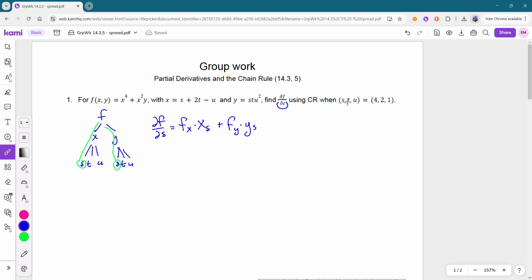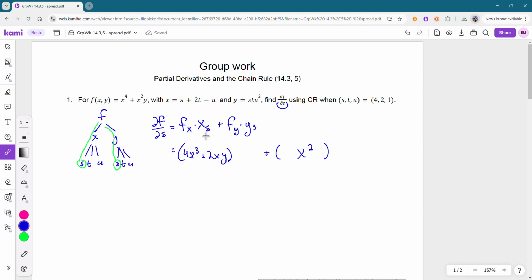And here we want to figure out what value we're actually getting when we plug in 4, 2, and 1 for s, t, and u. All right, so for fx and fy, we just look at our original function and take those partials. So with respect to x, we're going to get 4x cubed plus 2xy, and leave a little space. With respect to y, our original function's partial just gives us the x squared, because the x to the fourth goes away.